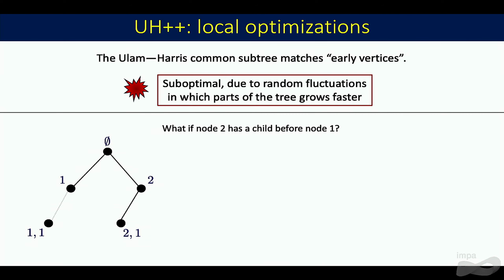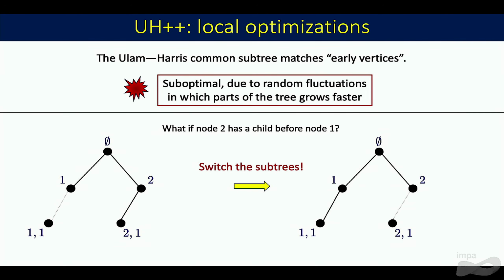How can you push beyond that? Let's consider the setting where this is the root, then this is vertex 1, vertex 2. And what if this node 2 has a child before node 1? That means that this subtree is growing faster than the subtree to the left. So one thing you can do here is switch the subtrees. Then you're still going to get a tree that is isomorphic to the original one, so it still has the same distribution. But essentially it's a different way of matching the nodes across the two trees.